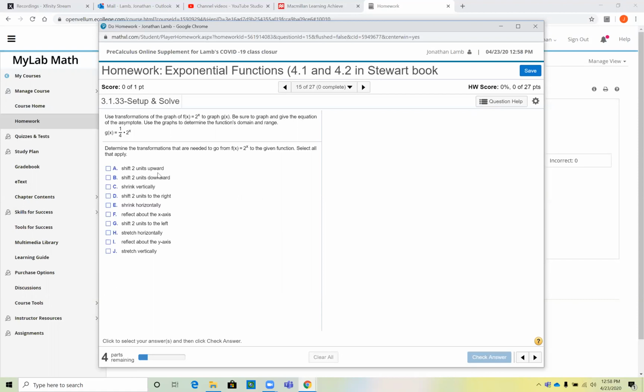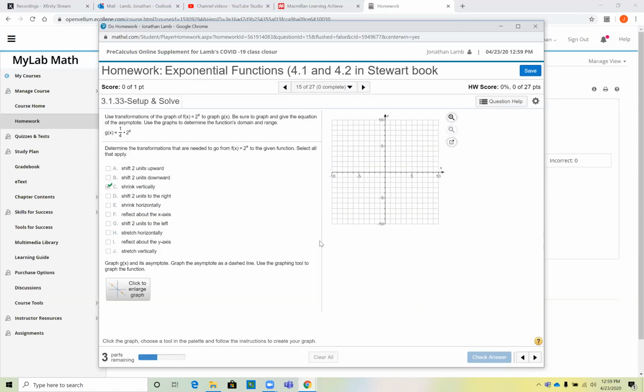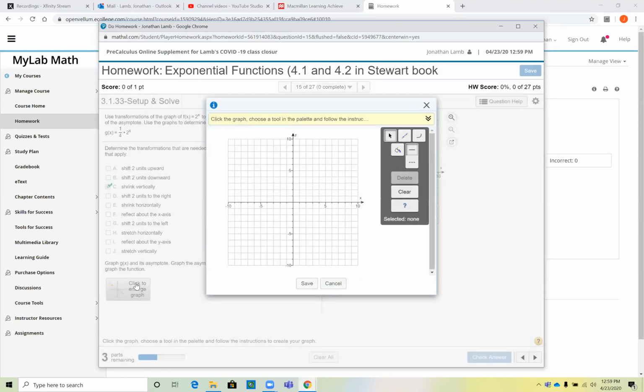So A, shift 2 units up. Certainly not. Shift 2 units down. Of course not. Shrink vertically. Absolutely. So I choose answer C. I check that. And remember, it's only going to be one of those choices. And it's saying excellent. Now here's the part of the problem where I think some have struggled, so let me make sure I discuss this with you.